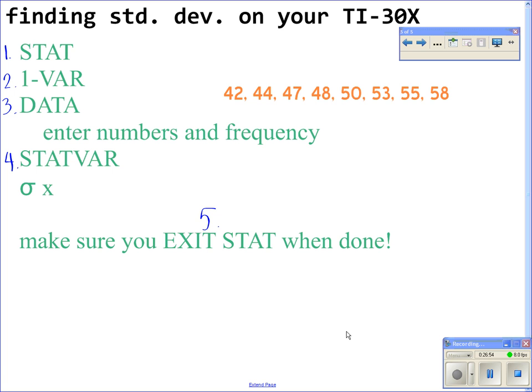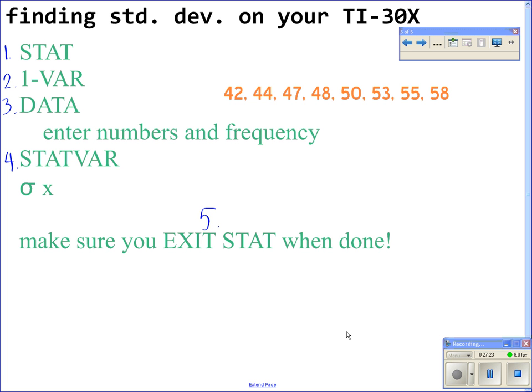So stat var is right next to data. You hit stat var, and you're going to get a bunch of symbols at the top and then an 8. You get that? Now here's what each of those mean. The n is the number of terms. Do we have 8 terms? 8 numbers. Okay, that tells you that. Scroll over to x bar. X bar is your average. So it'll calculate your average for you, which is what we had, correct? 49.6.